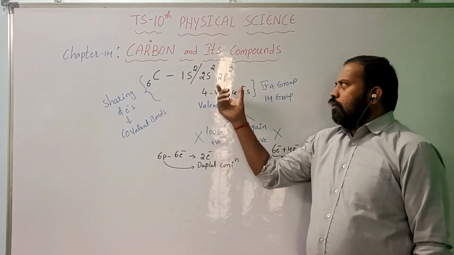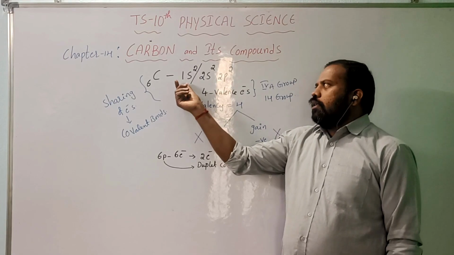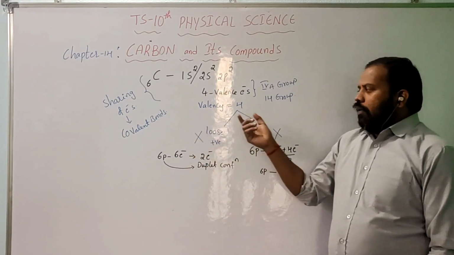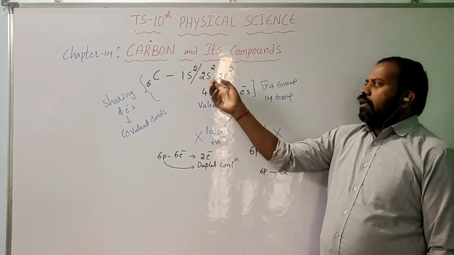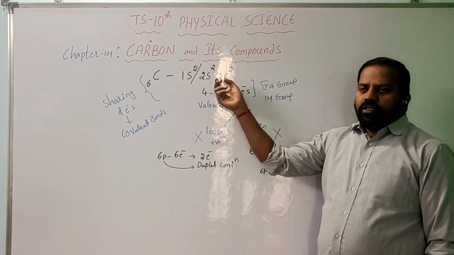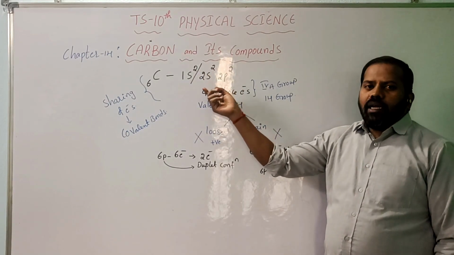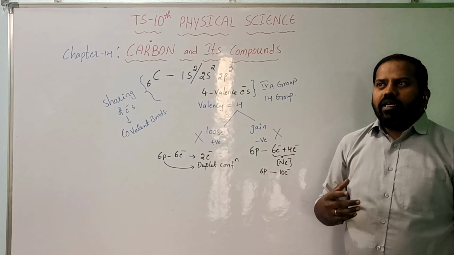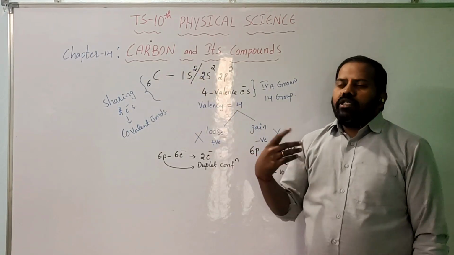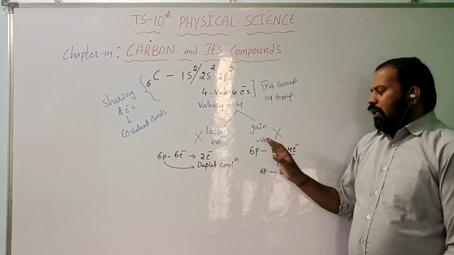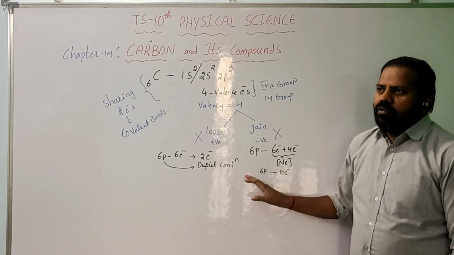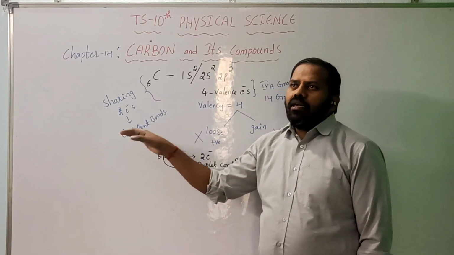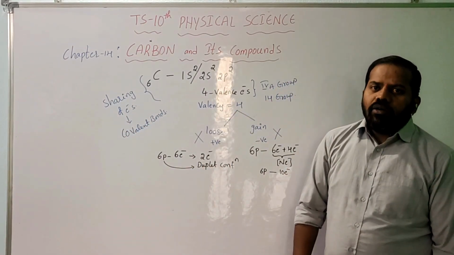If it loses the 4 valence electrons, it gets a duplet configuration, but the atom cannot exist. If it gains 4 electrons, then it reaches the octet configuration, with 6 protons and 10 electrons. Gaining 4 electrons requires more energy, but the nucleus cannot generate that energy. So the atom cannot exist here. So carbon always tries to share electrons to attain the octet configuration.